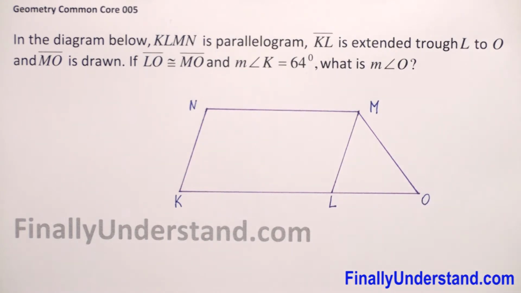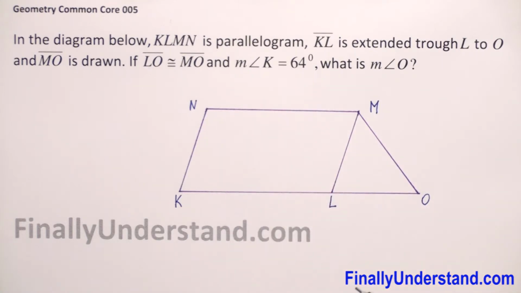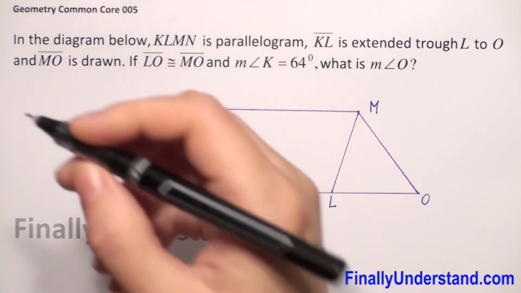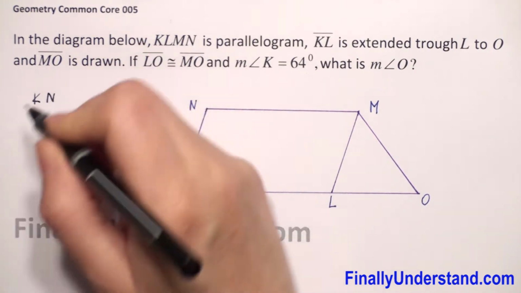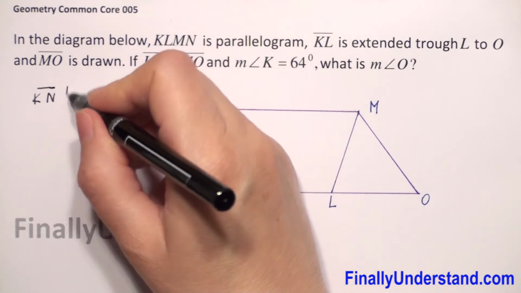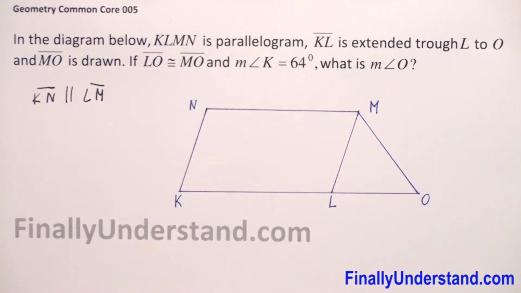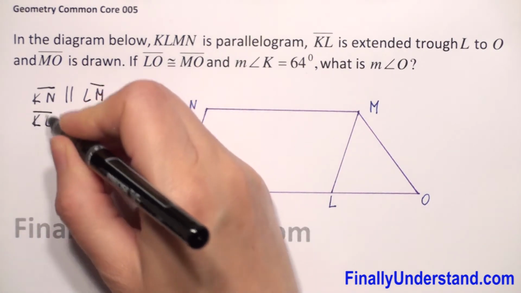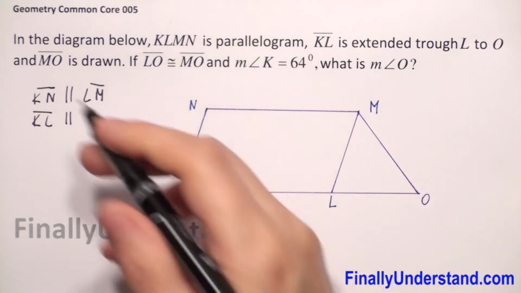So first, what is given? We are given that KLMN is a parallelogram. What does it mean? That segment KN is parallel to LM, and segment KL is parallel to segment NM.